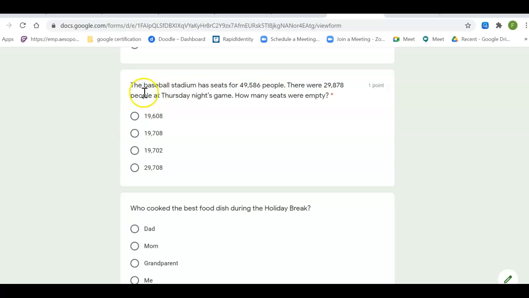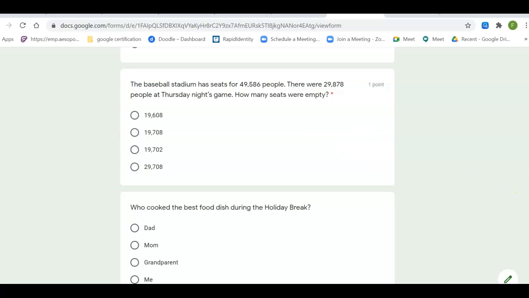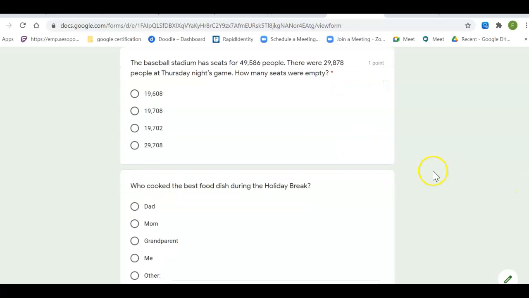And the next one here is also math related. The baseball stadium has seats for 49,586 people. There were 29,878 people at Thursday night's game. How many seats were empty? So you're going to have to determine what operation you're going to use here. And once you decide what operation you're going to use, I want you to solve it in your notebook, and then you're going to select the correct answer here.